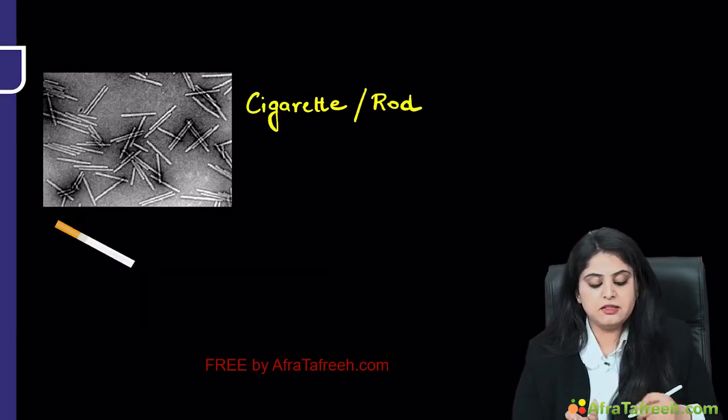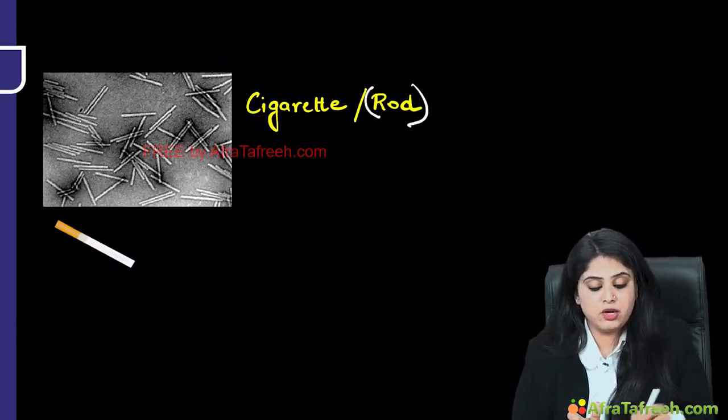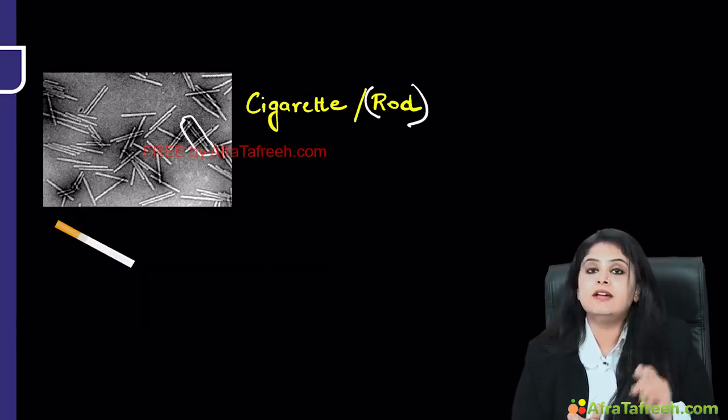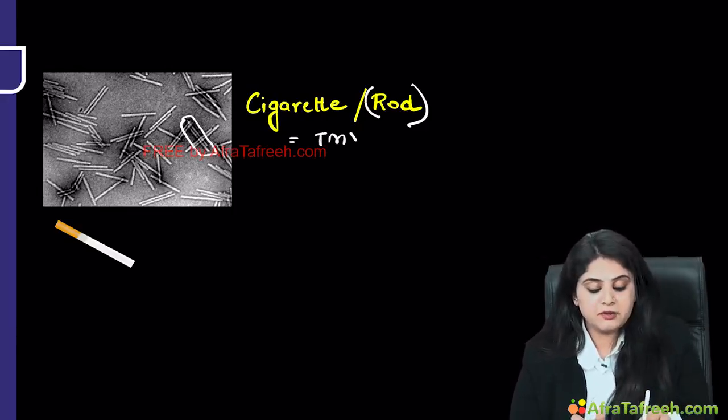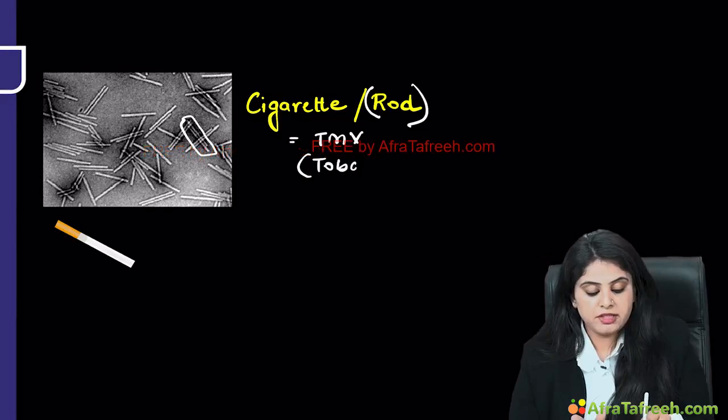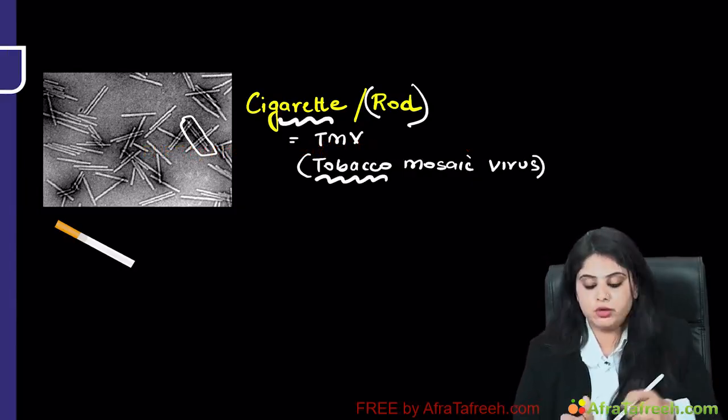Finally, the last one. Again, books mention it as a rod, that okay, it looks like a rod. I have learnt it as a cigarette. Why have I learnt it as a cigarette? Because that helps me learn the name of the organism. It is a tobacco mosaic virus. So tobacco will obviously remind me of a cigarette, right? So tobacco mosaic virus is going to look like a rod or a cigarette.